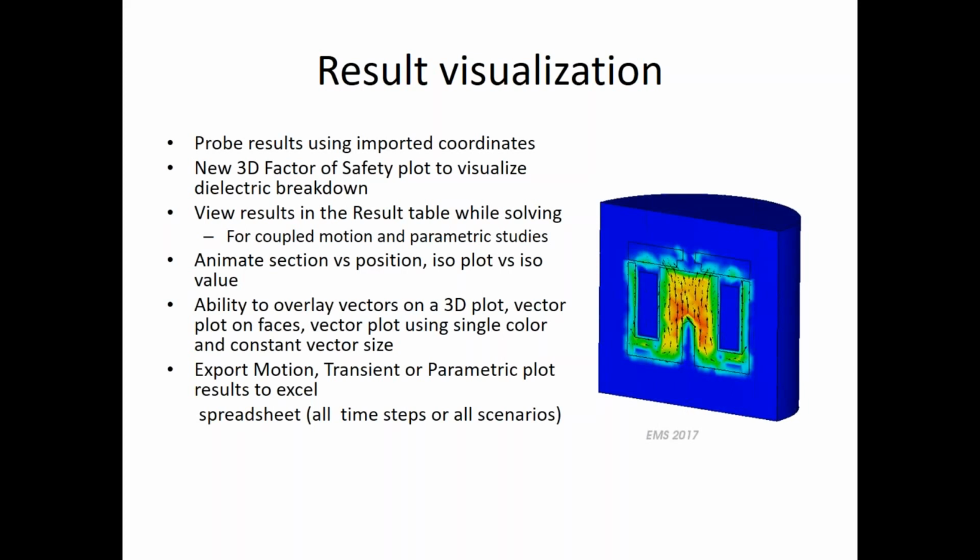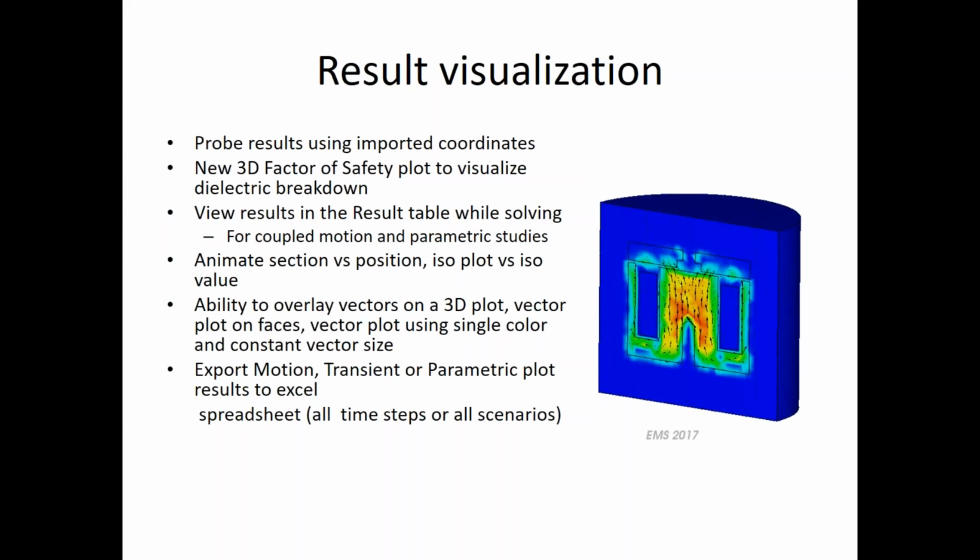Animation has been given some improvements. Now you can animate section plots and isoplots. You can animate section plots as a function of time, which you were always able to do. Now you can animate section plots as a function of the section position. You can also animate isoplots as a function of the ISO values. You can see how the isoplot varies as you change the ISO values.